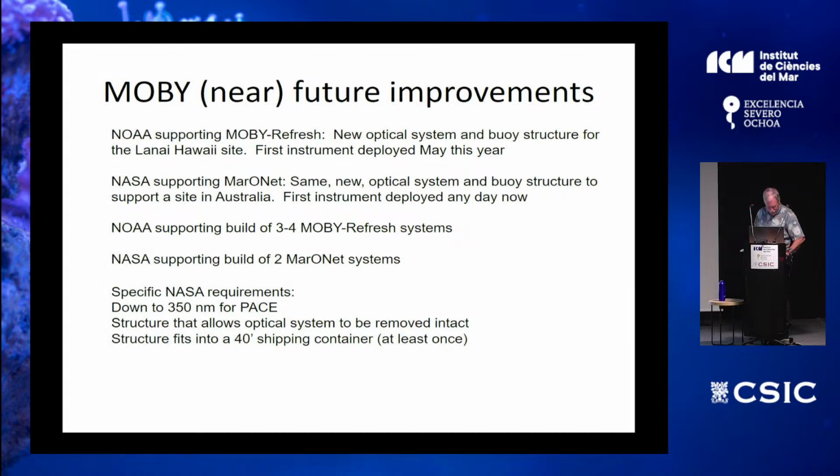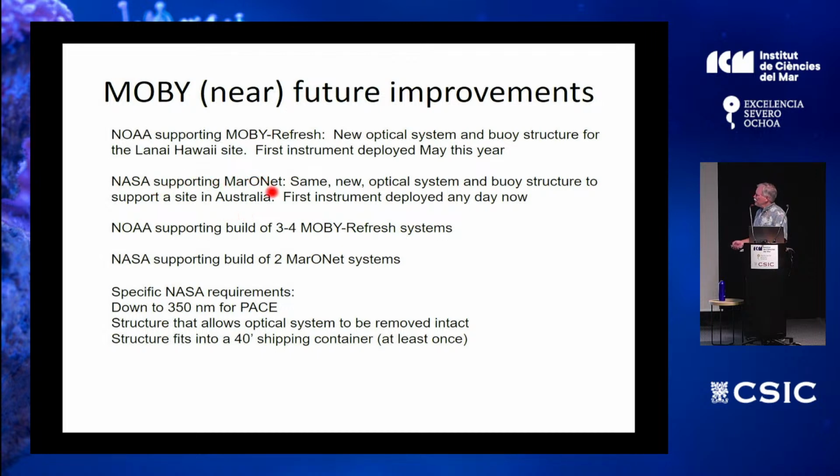What we're doing now is our improvements. NOAA is supporting the Moby refresh, basically a whole new optical system and buoy structure for Hawaii. We deployed the first one of these in May, so it's the first time a different instrument has been at that site since '97.